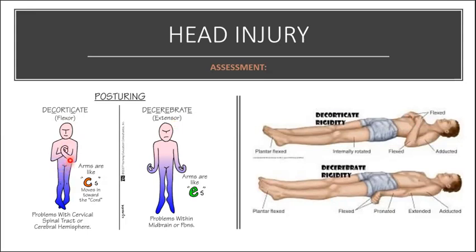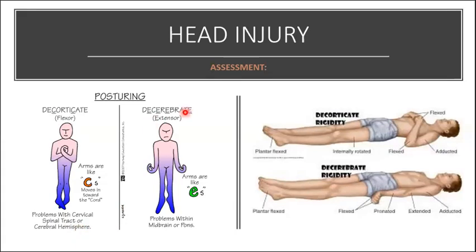So you're going to see the arms locked like C's. And again, you want to remember that with the C's in the corticate. And we said, usually you will see this with problems with the cervical spinal tract or the cerebral hemisphere.